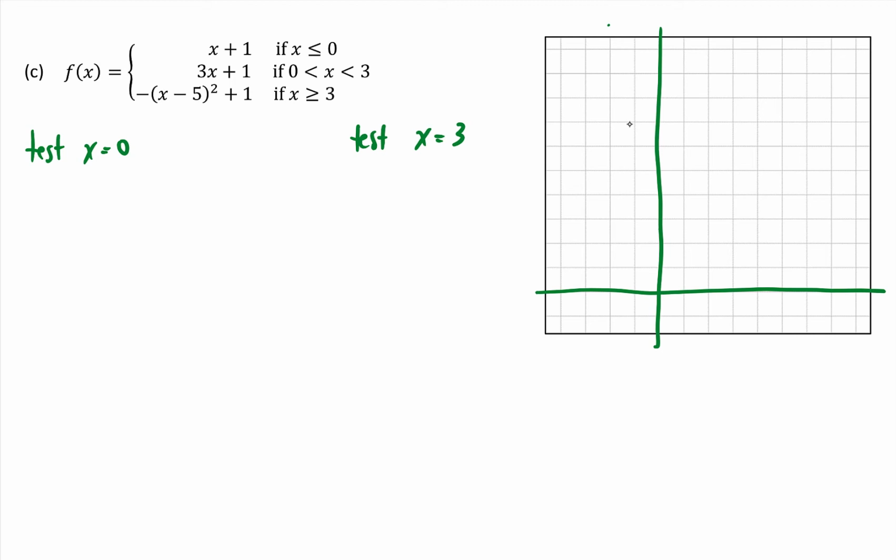So let's start with the first piece of the graph. It's x plus 1. So x plus 1 starts at 1, and it can equal 0, so we're going to fill in that dot, and it has a slope of 1 over 1. So there is the first piece of that function.